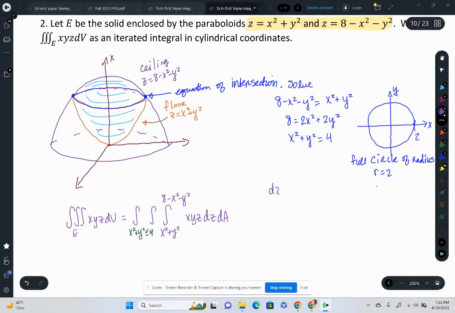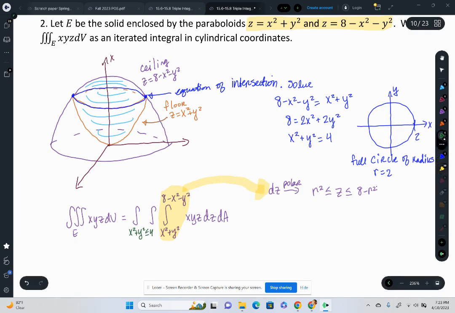For dz to polar, my bounds now, instead of having x squared plus y squared on the bottom, I have r squared is less than or equal to z, which is less than or equal to 8 minus r squared. That is the conversion of this integral to polar. Okay?